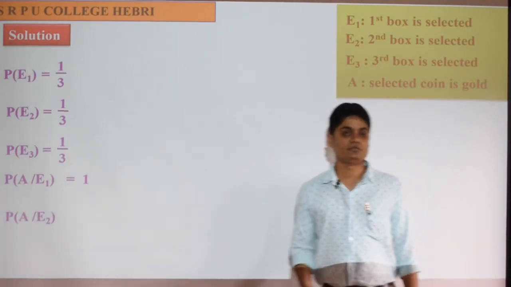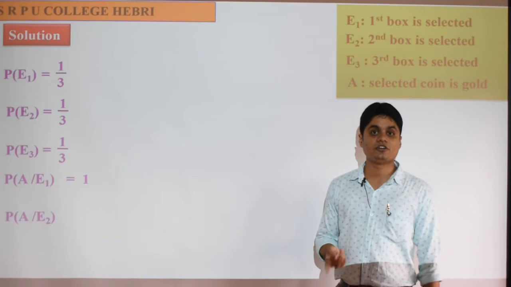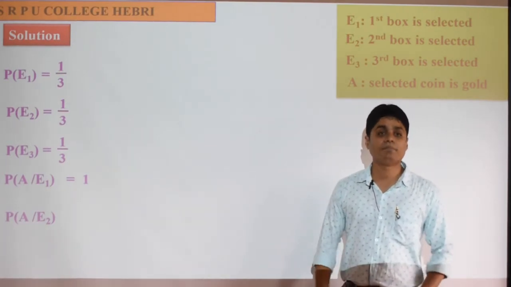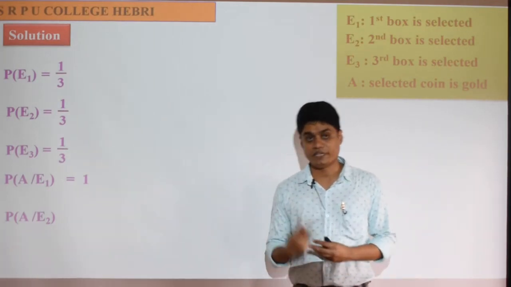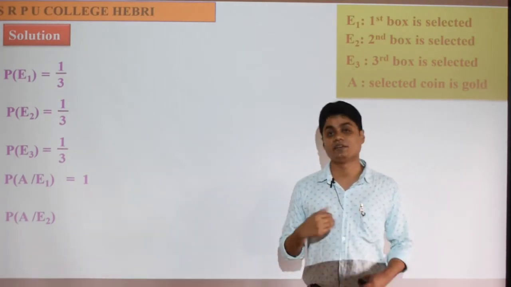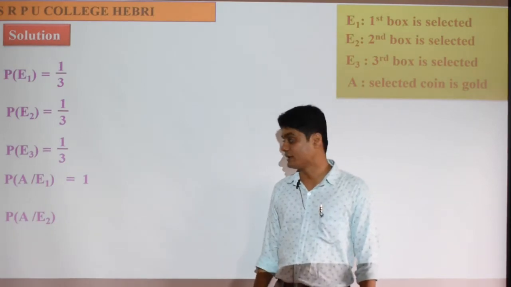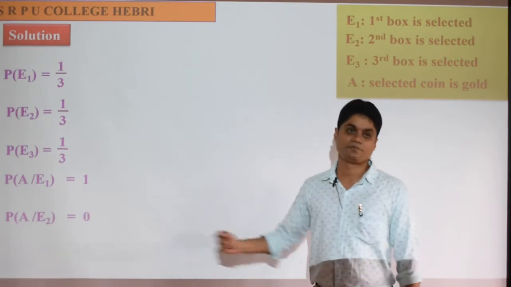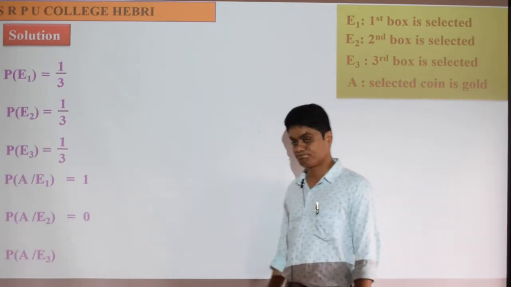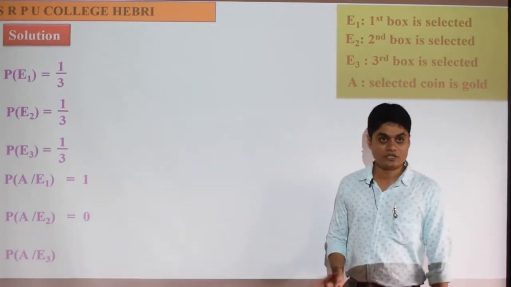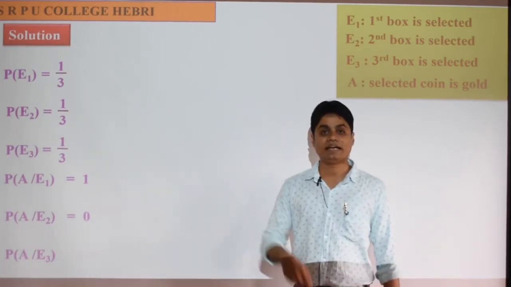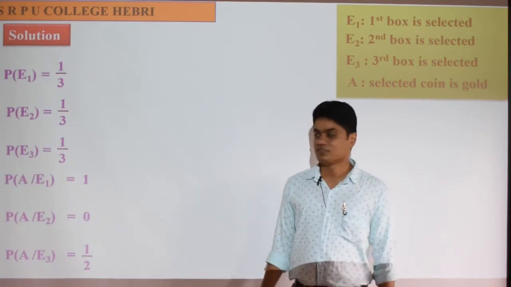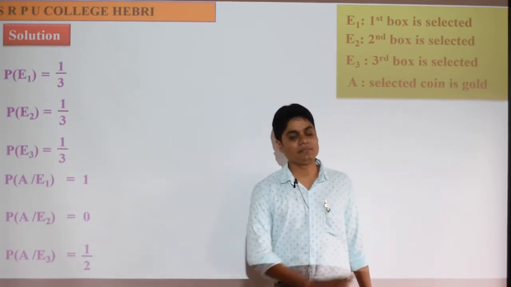Probability of A given E2: the box with two silver coins, and you want to find the probability that the selected coin is gold. Is it possible? It is an impossible event, because we have only 2 coins and both are silver. There is no chance of getting a gold coin in this case. So it's an impossible event. What is the probability of an impossible event? 0. Probability of A given E3: 1 gold, 1 silver coin. So what is the probability of selecting the gold coin from that box? It's a half chance. So that is half. That's it. Understood? So these 6 numbers, if you know them, then the remaining task is easy.